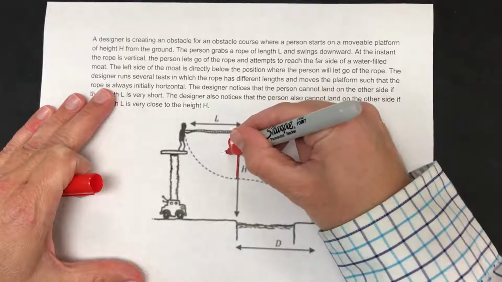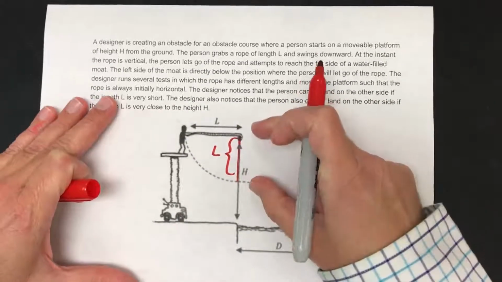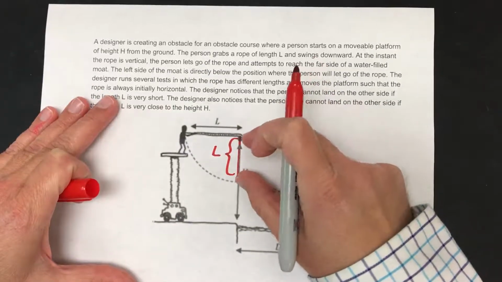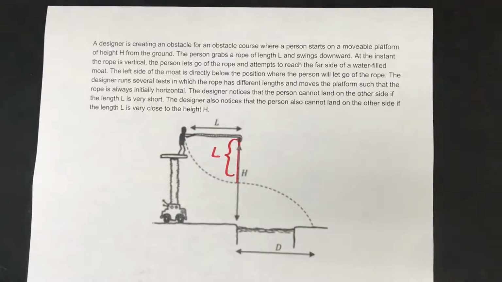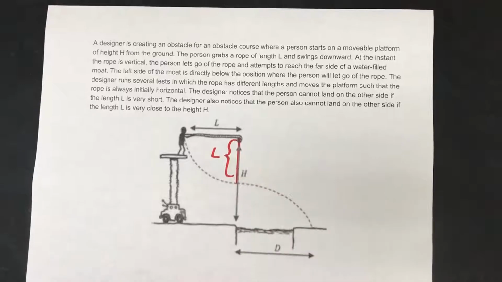here, this little section here is L. So that's going to be an important height in its own right. Not this height, but that height essentially is from here to here where we let go.